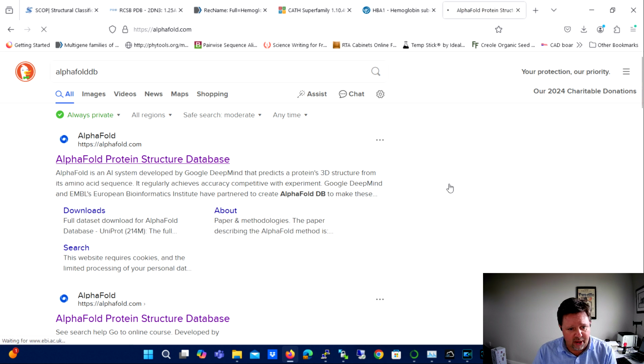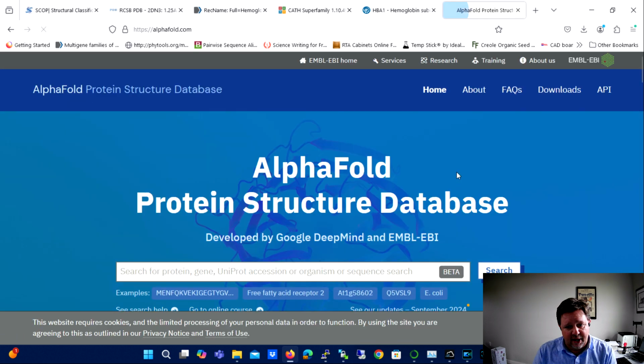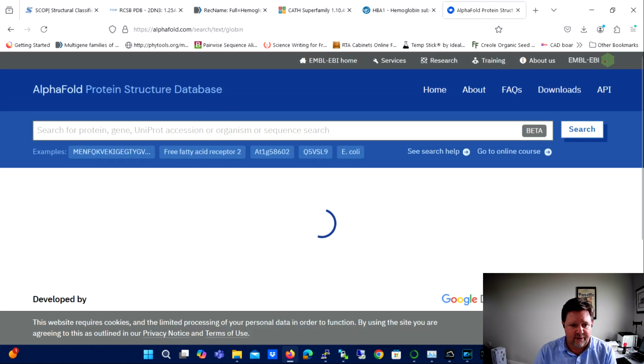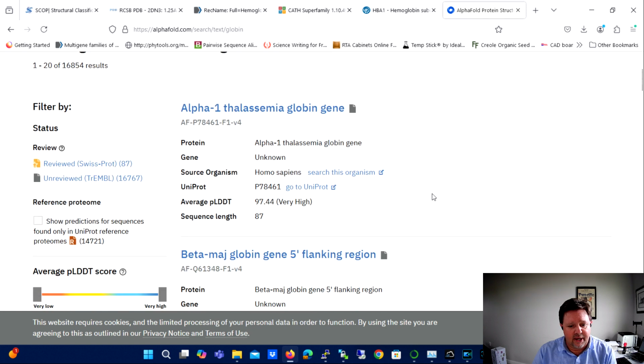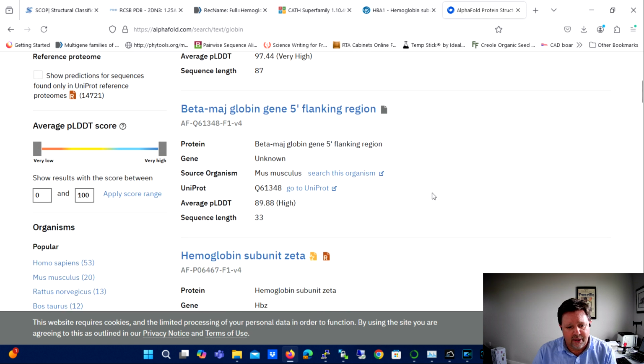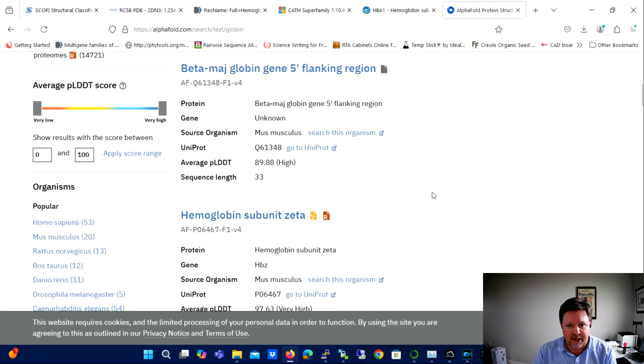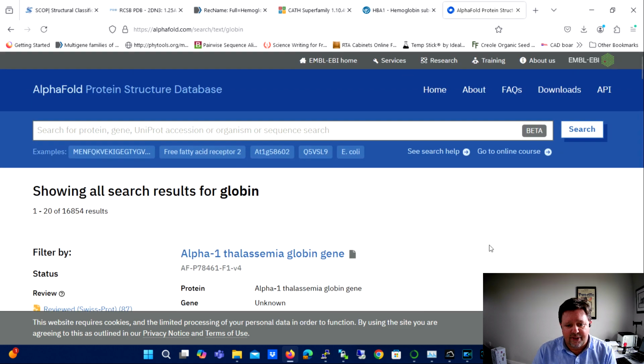So the AlphaFold protein structure database is kind of the equivalent of the Protein Data Bank, but it's predicted structures. So let's search for globin here. And you see that you pull up different records where, based just on the amino acid sequence, the structure was predicted, and these structures have actually been shown to be very accurate.